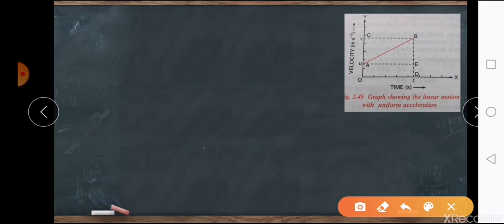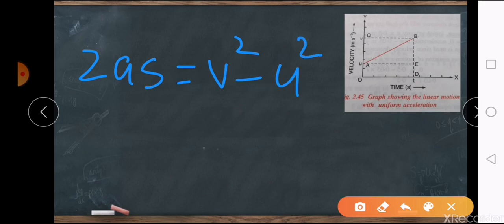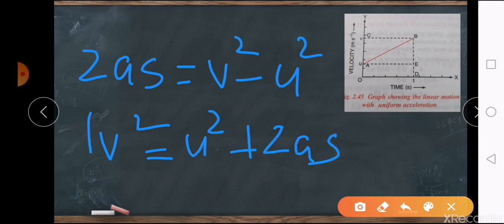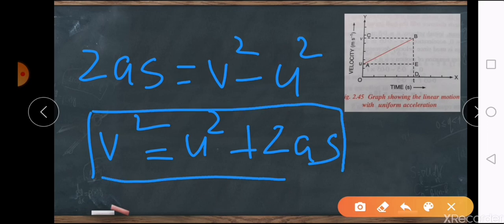Now just rearrange this equation. What you will get? This denominator 2, 2a you are going to take to the other side. You will get 2as is equal to V square minus U square. Or again when you rearrange, you will get V square is equal to U square plus 2as. This is going to be the second equation of motion.